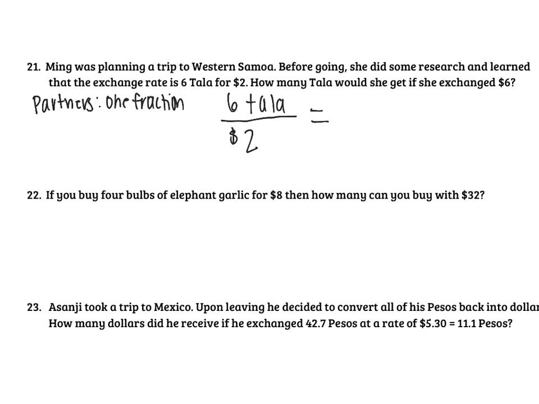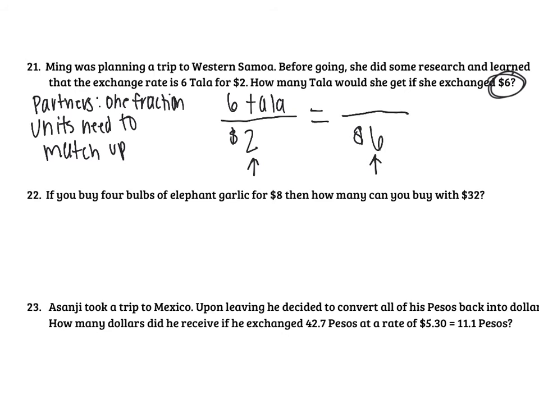It says, how many tala would she get if she exchanged $6? The units need to match up. So I need to put my dollars in the same place on both fractions. In other words, since it's in the denominator here, it needs to be in the denominator here. So I'm going to put $6 there. So 6 tala equals $2. How many tala are equal to $6? So that's what the proportion is. I'm trying to see if I know 6 tala is $2 and that's the exchange rate, how does that convert with a denominator of 6?